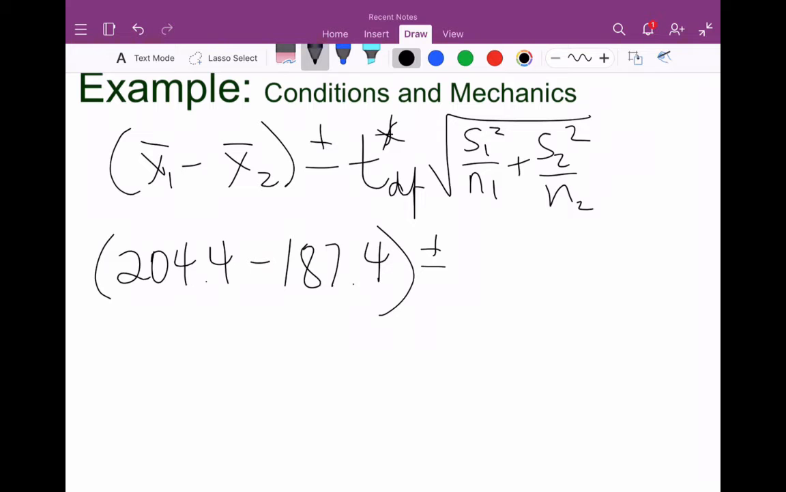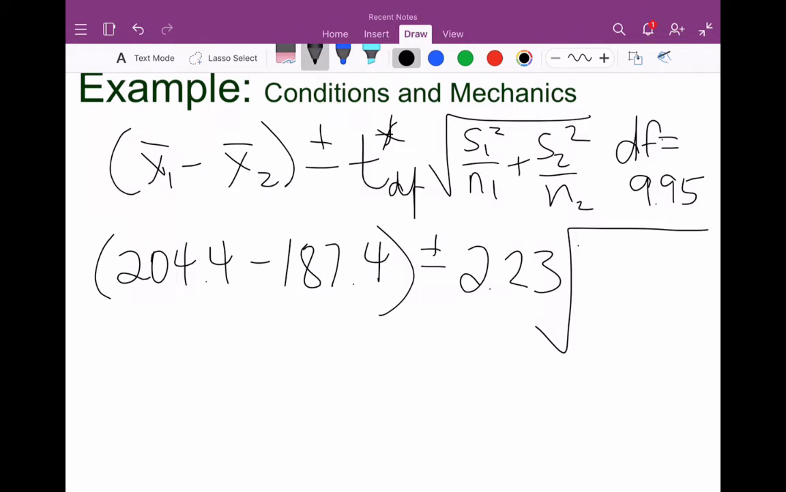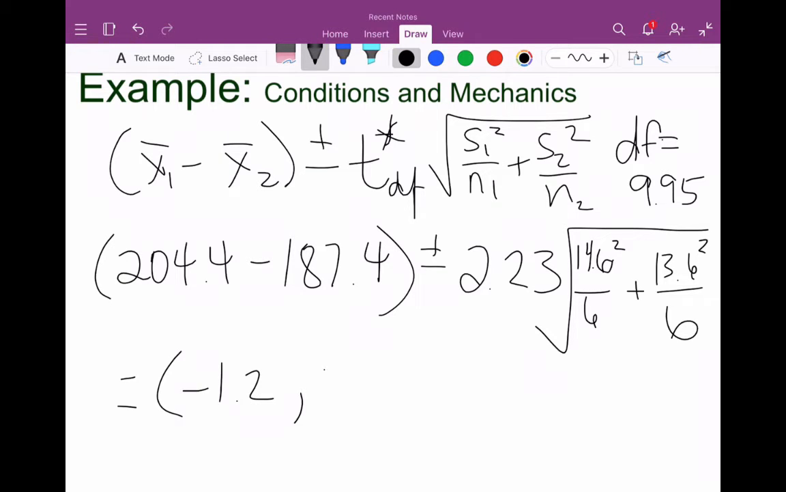Now, on our calculator, we find that the degrees of freedom is equal to 9.95. To find your critical value with 9.95 degrees of freedom with a 95% confidence level, we end up with a critical value of 2.23 times the square root of 14.6 squared over 6 plus 13.6 squared over 6. And this gives us an interval of negative 1.2 to 35.1. So that gives us our interval, so we have to show this work, but again remember that it is the interpretation that is most important.